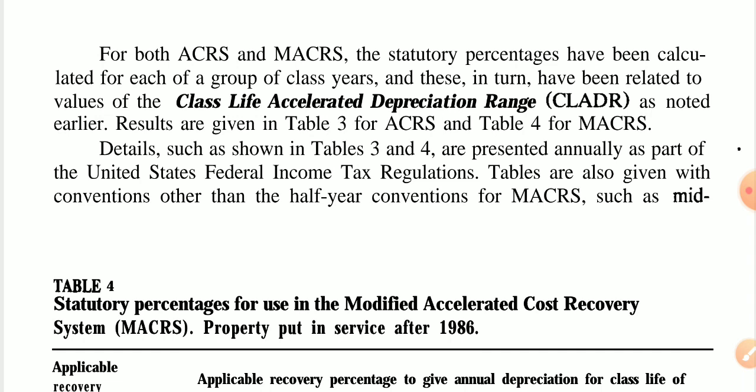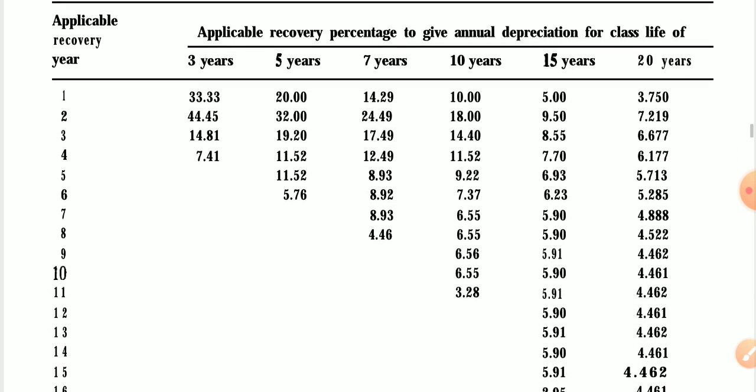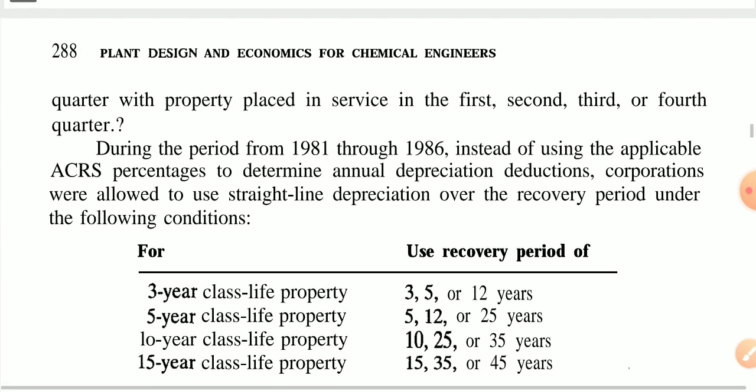ACRS is this one, in table 3, and for MACRS, table 4. Details such as shown in tables 3 and 4 are presented annually as part of the United States federal income tax regulation. Tables are also given for conventions other than the half year convention for MACRS, such as the mid-quarter convention, whether the property is placed in service in the first, second, third or fourth quarter.